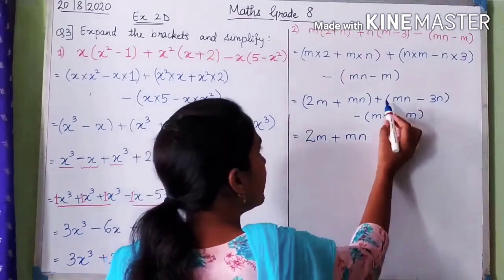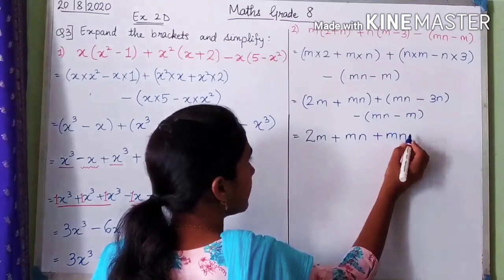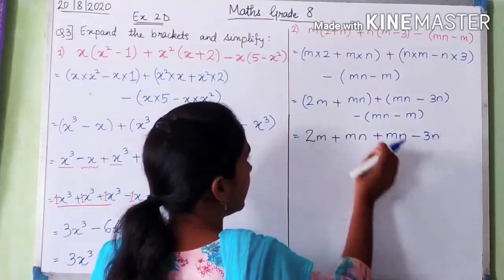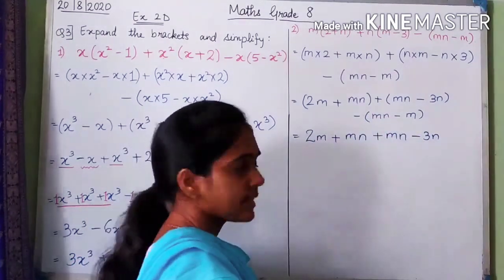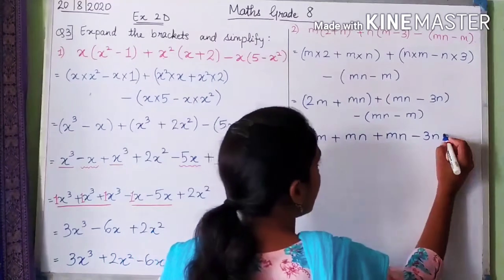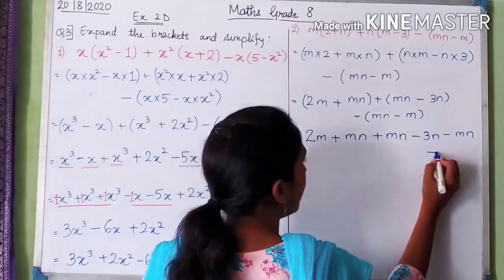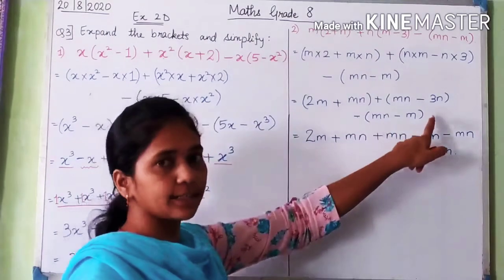Then for the second one, plus into this plus will remain plus only. So plus mn. Plus into minus will be minus 3n. Then minus into this mn, which has a plus sign, so minus into plus will be minus mn. Minus into this minus will be plus m. Okay. So this is why we need to put brackets here.